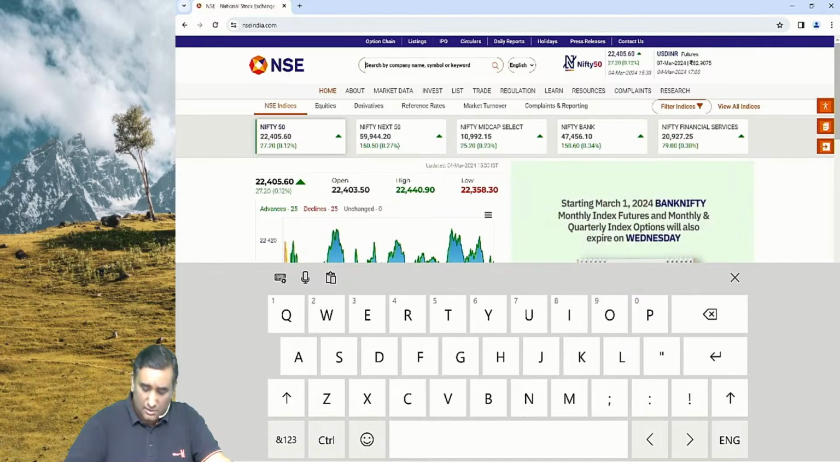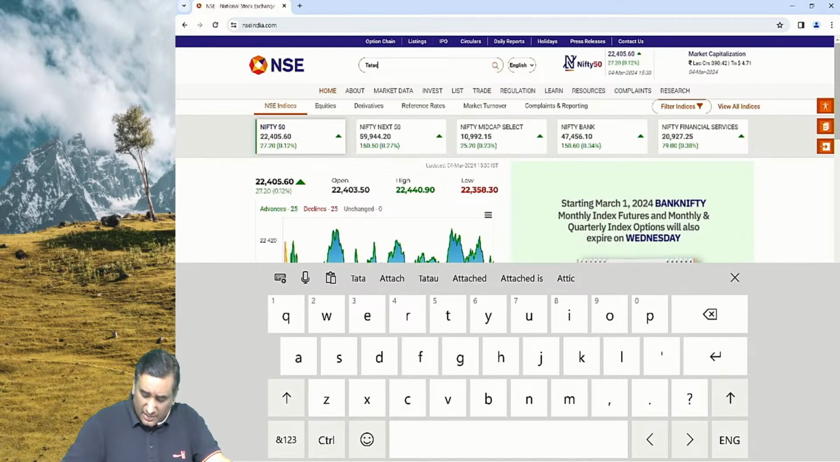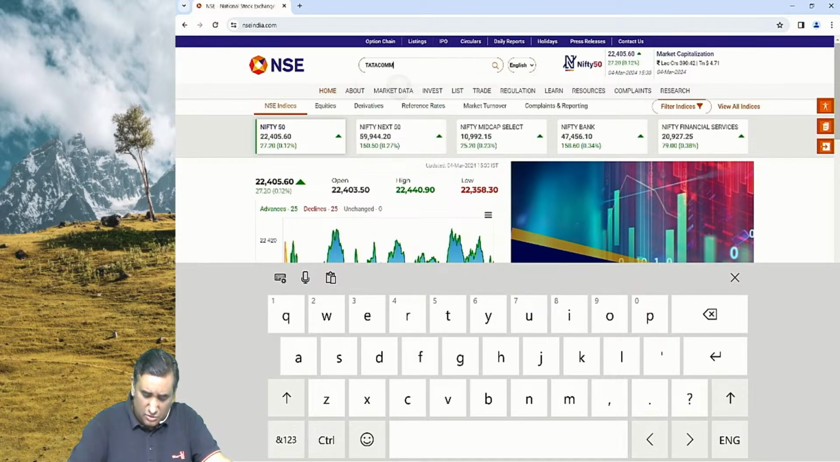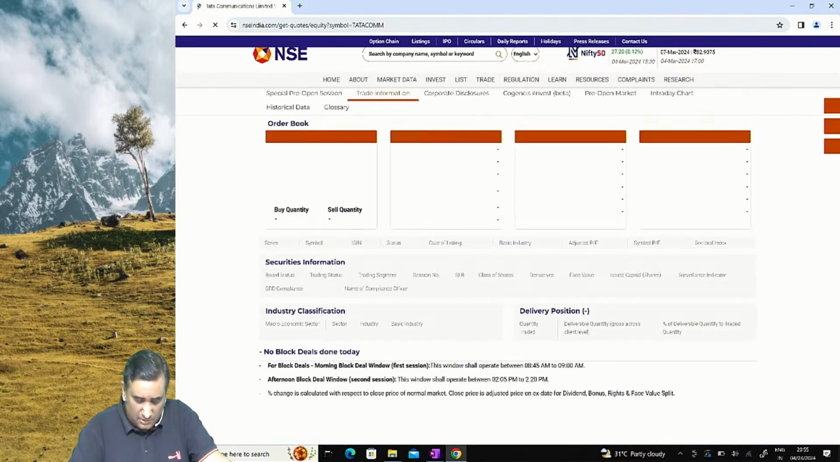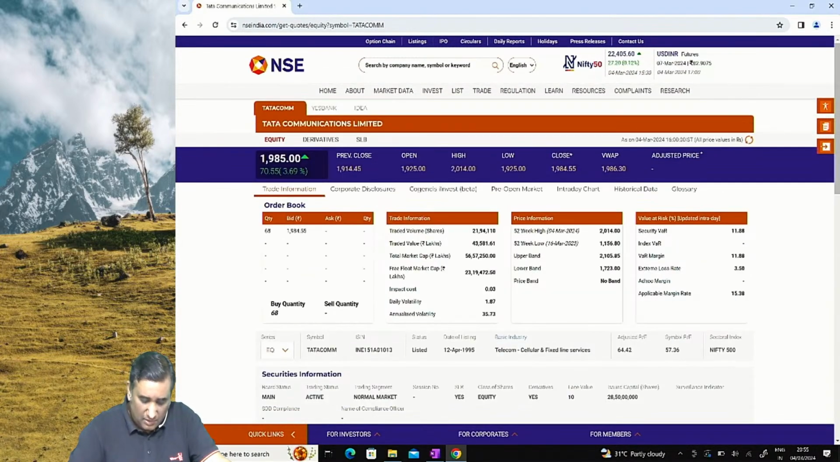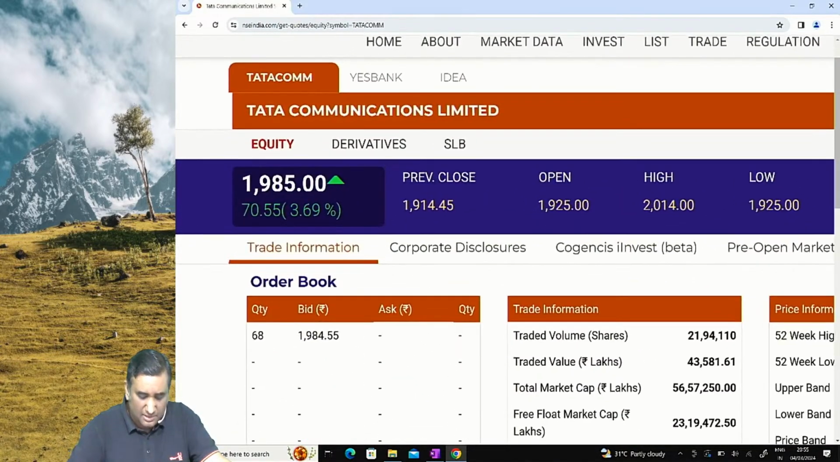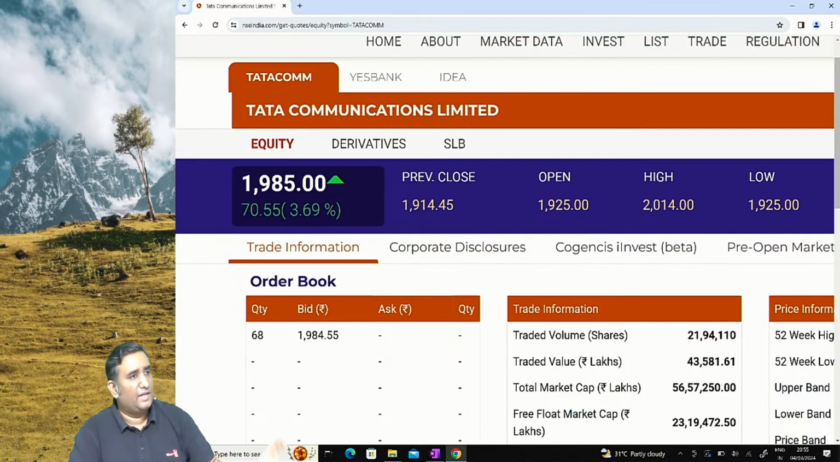So today something happened. I'll show you. One of the shares I keep on radar in the telecom sector, telecommunication basically, is called Tata Communication. Just to tell you, practical life is very different from the theory world. Look at the cash market price. It's 1985. Don't think about the increase or decrease.